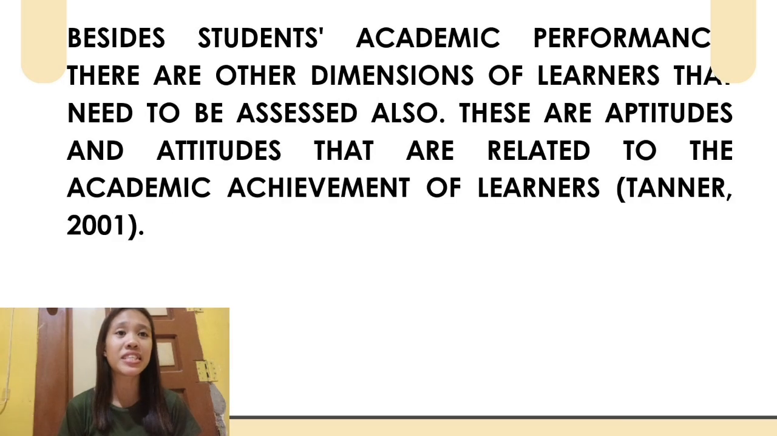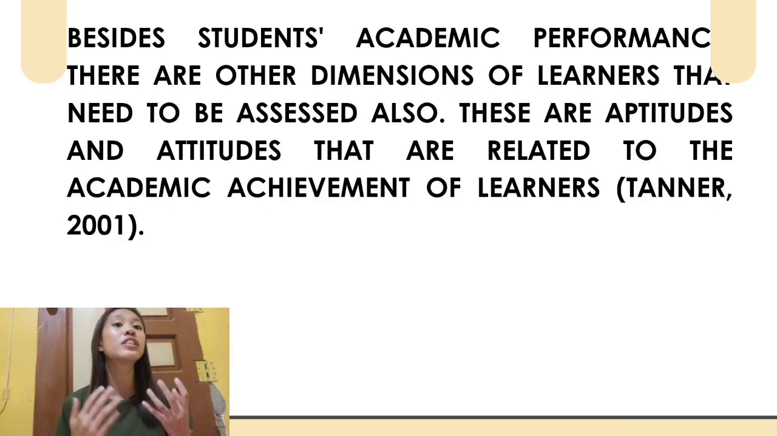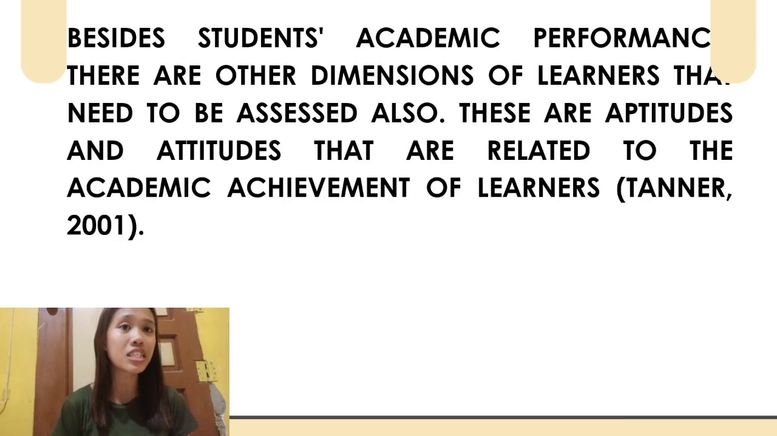So besides students' academic performance, there are other dimensions of learning that need to be assessed. Also, these are aptitudes and attitudes that are related to the academic achievement of learners. So that is according to Tanner 2001. While students in a class may have similar experiences with a subject, their performance can vary significantly. So understanding these differences is crucial for better assessment.